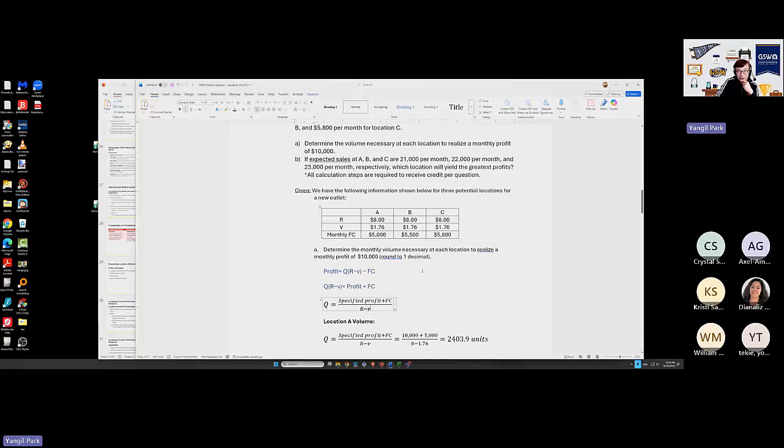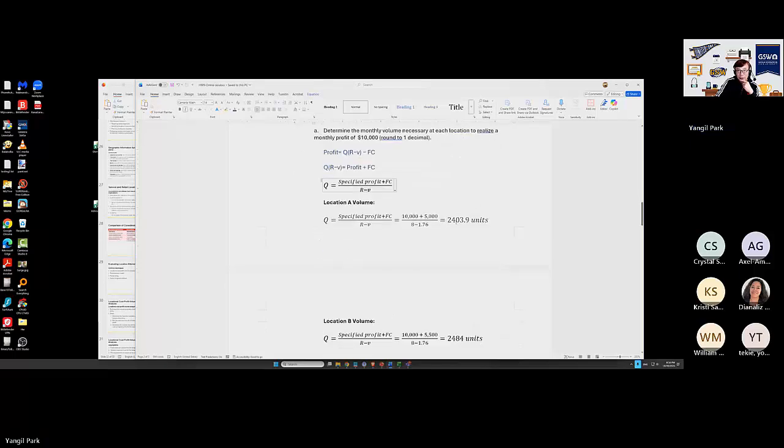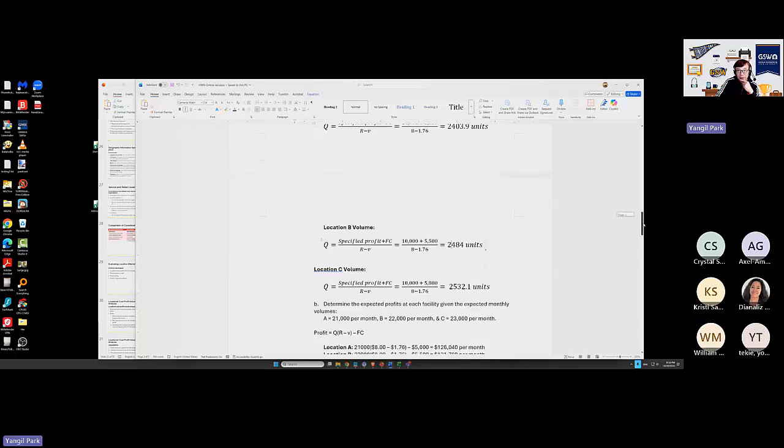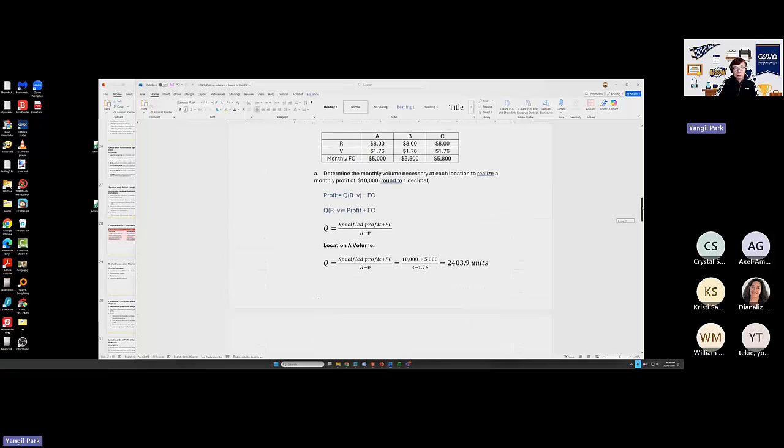And all those numbers are given, so all we do is just plug into this formula, and we'll find location A, 2,400, location B, 2,484, then location C will give you the highest number, so that we can go with location C because it gives us the highest volume for that particular profit. Right?